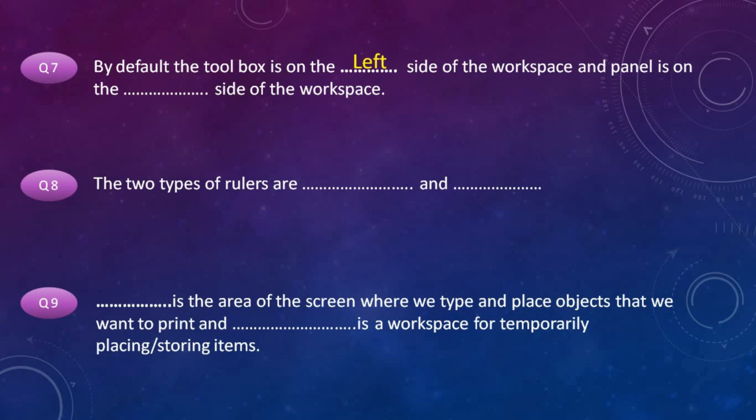By default, the toolbox is on the left side of the workspace and panel is on the right side of the workspace. The two types of rulers are horizontal and vertical rulers. Page is the area of the screen where we type and place objects that we want to print. And pasteboard is a workspace for temporary placing or storing items.